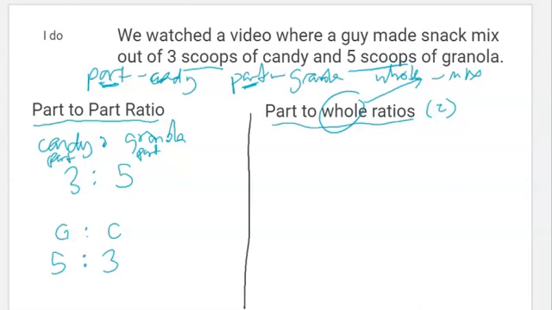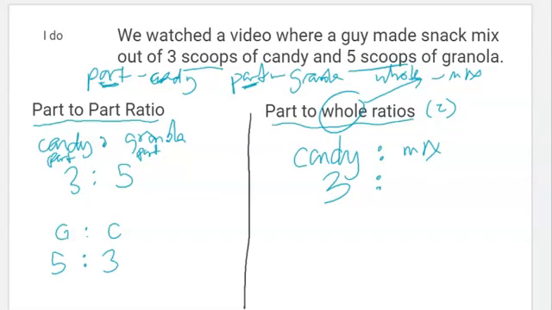We can use the ratio of 1 part, which is the candy, to the entire mix, the entire snack mix. And that ratio, think with me hard, this is slightly tricky, but not really, is there are 3 scoops of candy for every how many scoops of mix total? Notice I'm not talking about the granola anymore, the mix total.